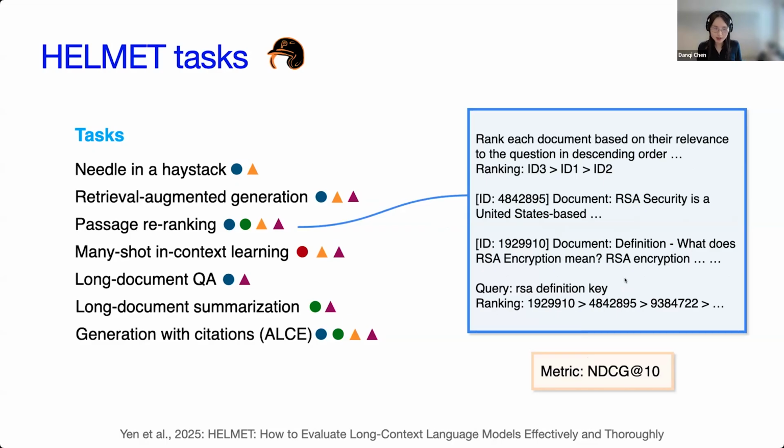And then for passage re-ranking, the task is also very straightforward. Essentially, we ask the model to rank each document based on its relevance to the question in descending order. Please output the final output in this format: ranking ID3 is better than ID1, is better than ID2. This is followed by a bunch of documents with their IDs, then followed by the query, and we expect the model to finally generate this ranking.